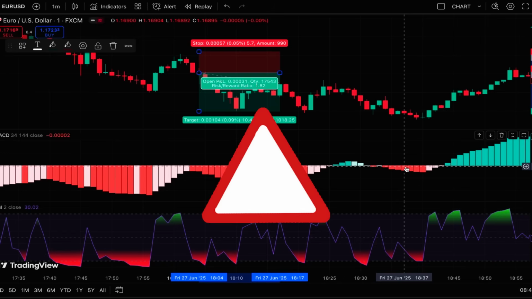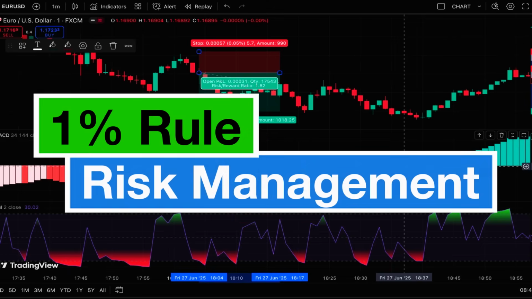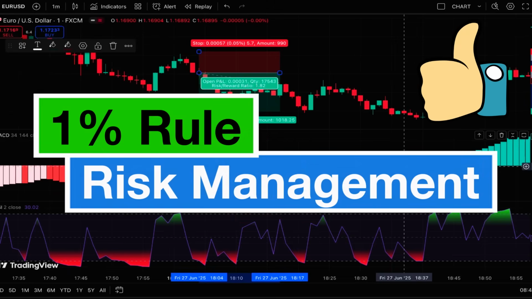So you need to manage your risk properly so you can minimize the effect of losing trades on your trading account. There is a risk management strategy that is called the 1% rule, and it's one of the best risk management strategies that you can use. I have a complete guide on this. The link is also placed in the description, and I highly recommend you to watch it because without a proper risk management strategy, you cannot become a consistently profitable trader.